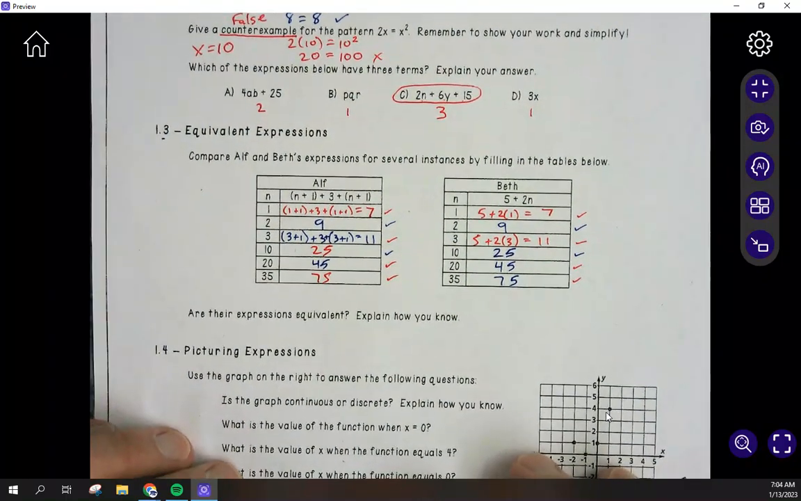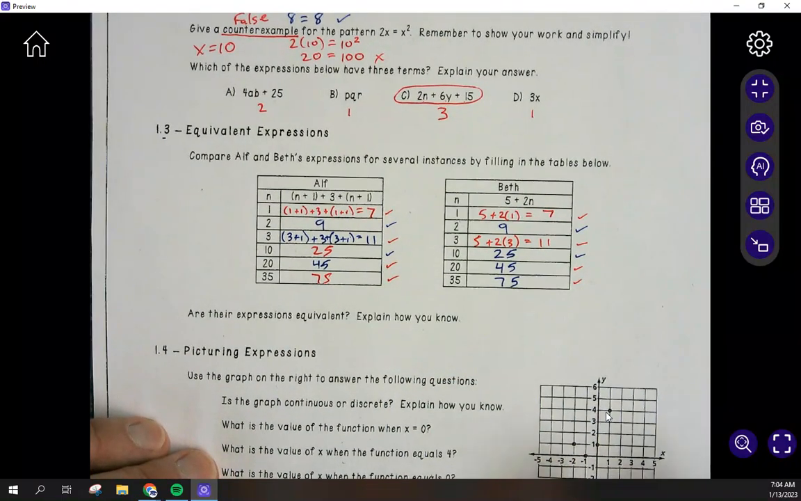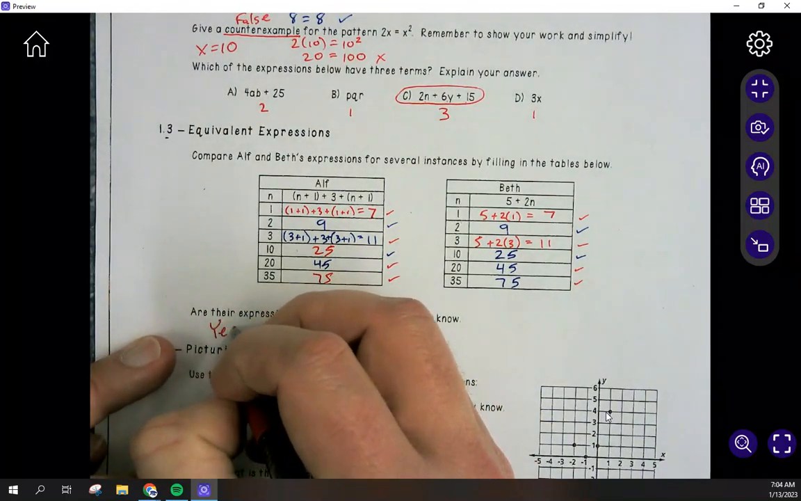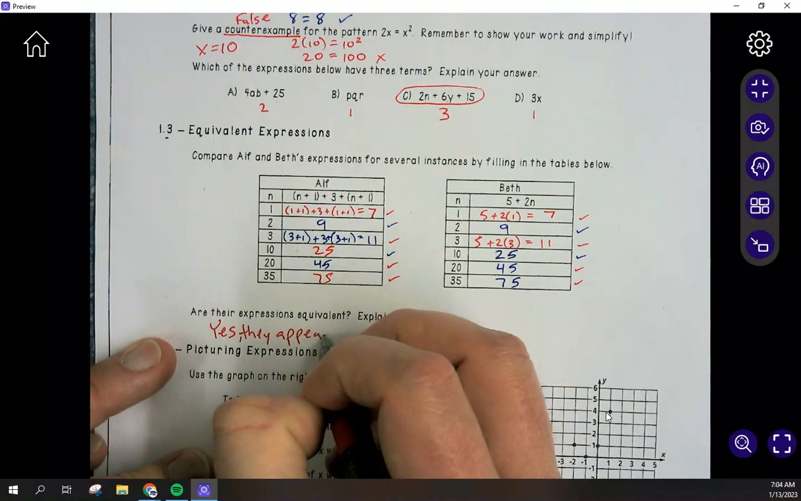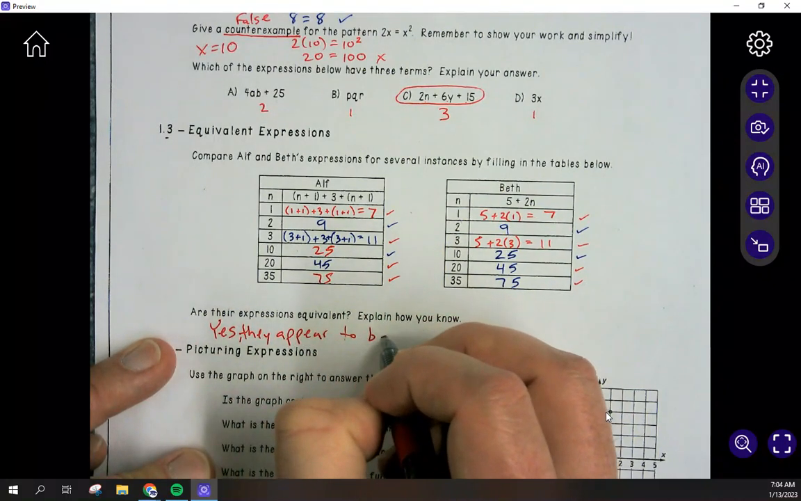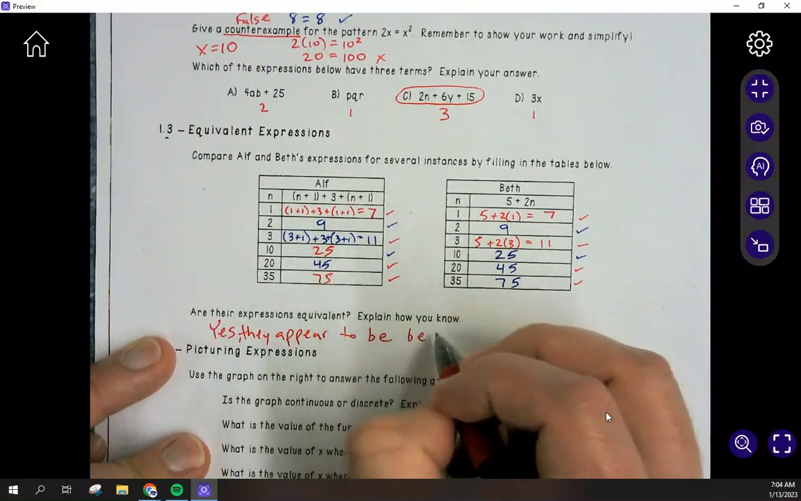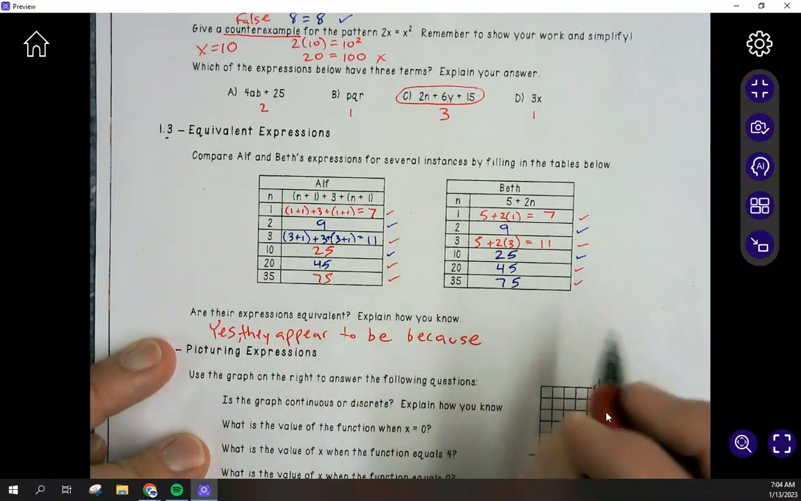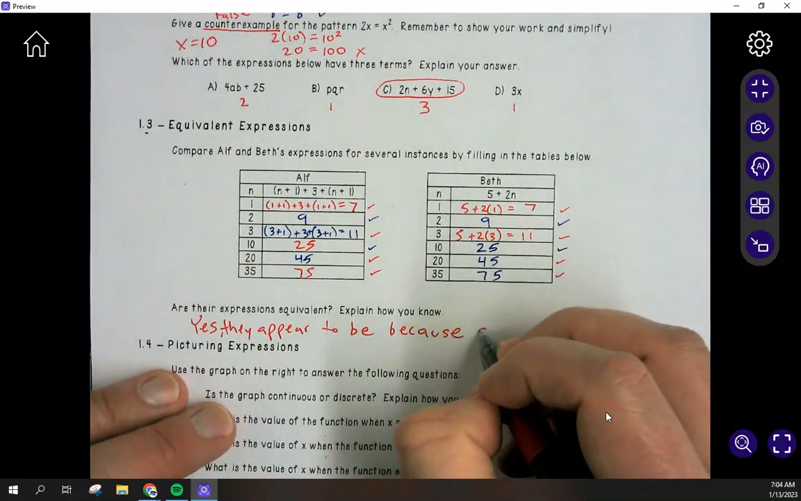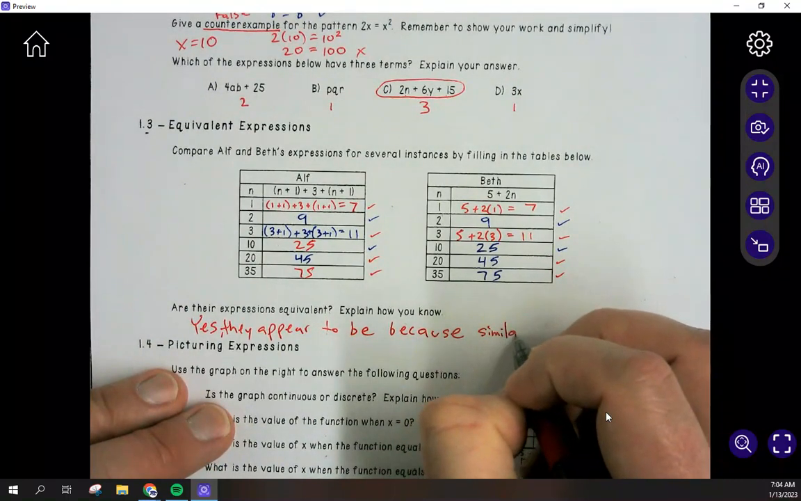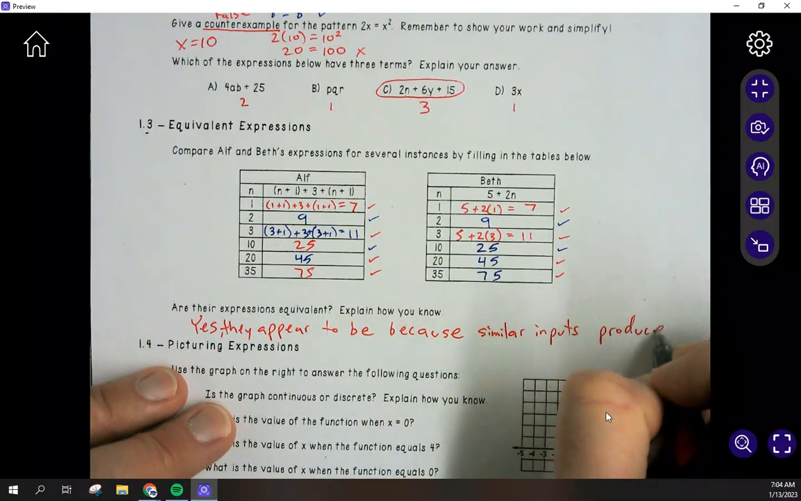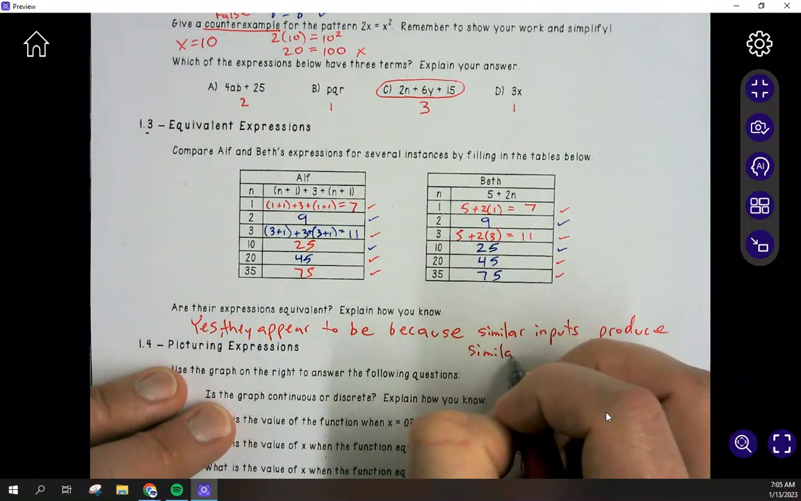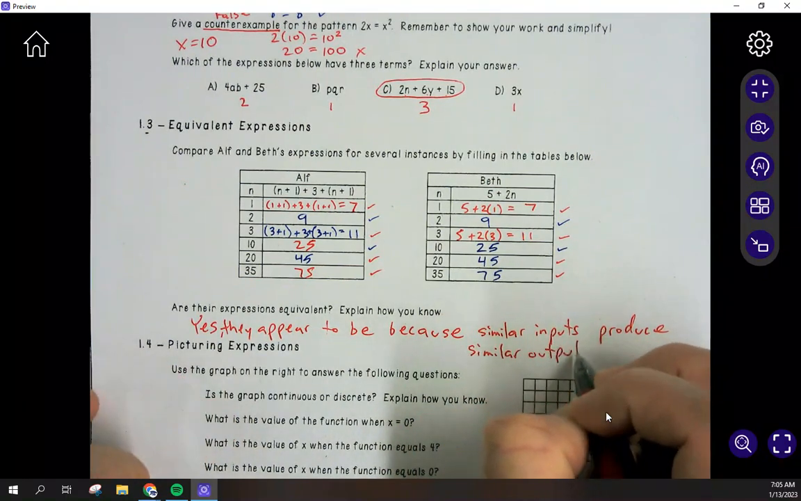Okay, so we filled this out. And now we can answer the question, are these expressions equivalent? And you would say, yes, they appear to be. Now we don't know for sure, but we've done enough work to assume. It says explain, so we do need to give a good reason. And here's what we're looking to say. Similar inputs produce similar outputs.